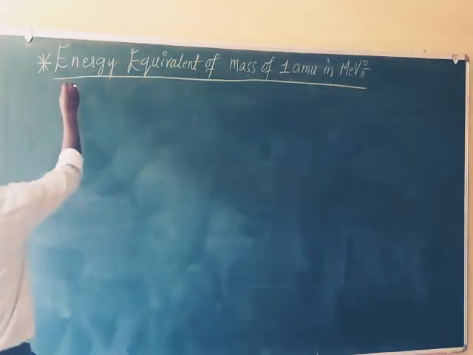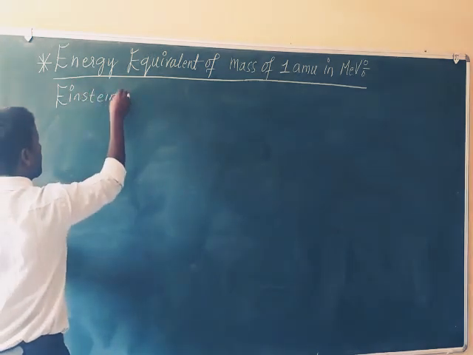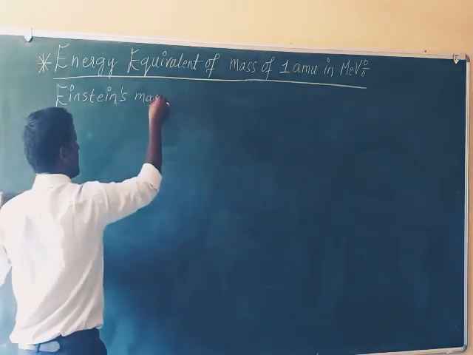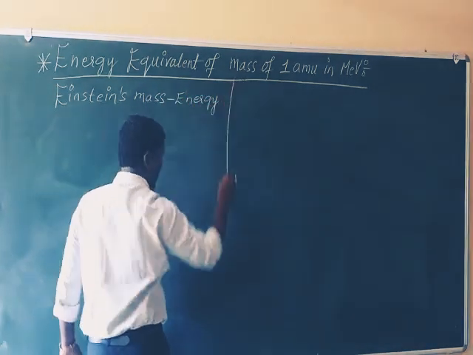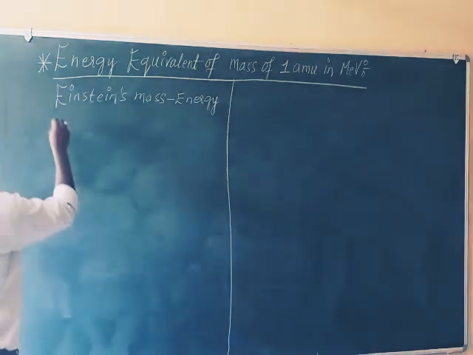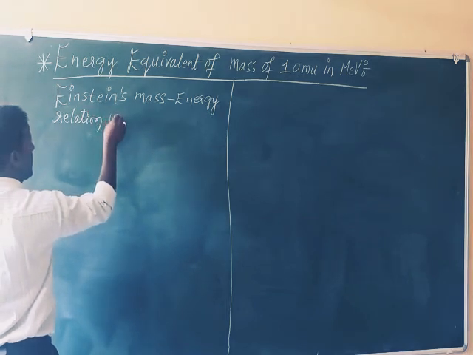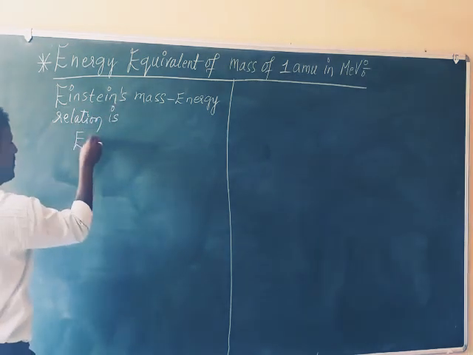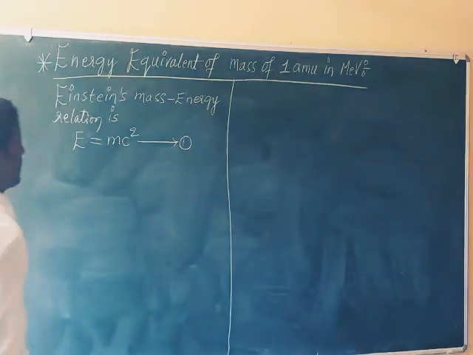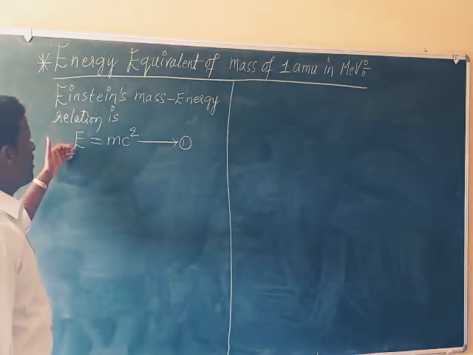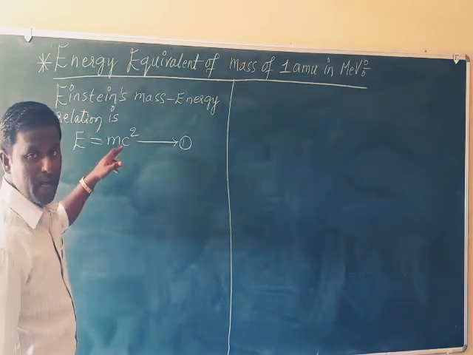So here Einstein's mass energy relation is E equals to mc square. Equation number 1. Where E is energy in mega electron volt, and m is mass, which is equal to 1 AMU. C is velocity of light.